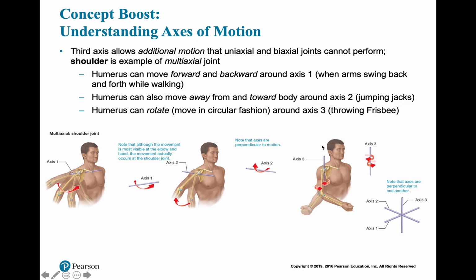Now there's a third axis. So this axis is running straight up and down. Now movement around this axis allows for lateral rotation at the shoulder joint, medial rotation, lateral rotation, and medial rotation. So again, the more axes that you add at a joint, the more axes that allow movement around, the more movements we can get at that particular joint. All right, so we see rotation here added.